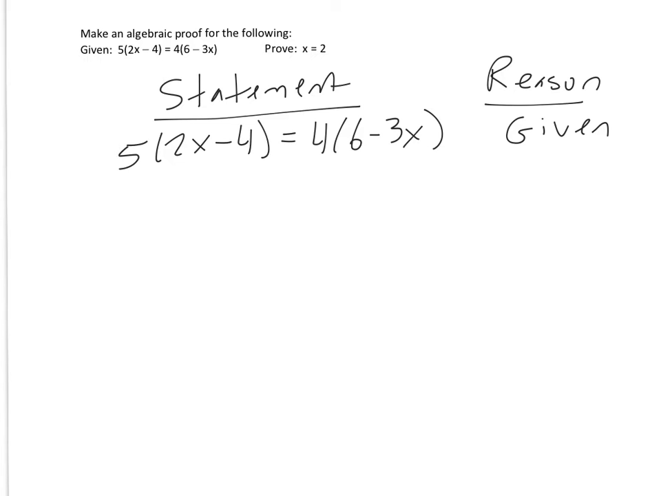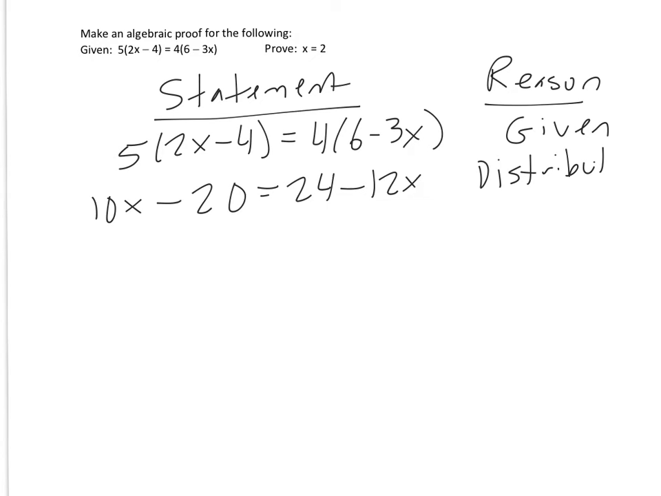So what would I do first? I'd probably multiply this through. So 5 times 2x is 10x. 5 times negative 4 is minus 20. And 4 times 6 is 24. Times negative 3x is minus 12x. Now what allowed me to do this? This is the distributive property. So I write distributive property.